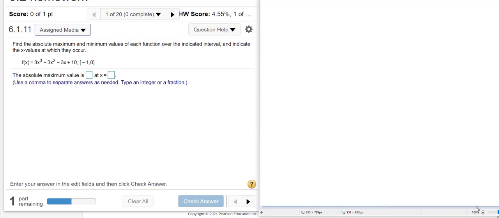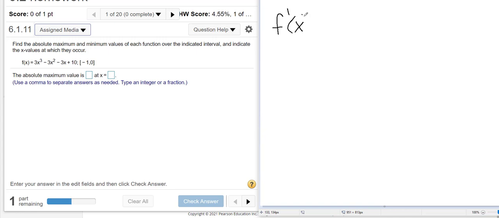I'm not going to do all of them because it's pretty repetitive, and there are several different types for you to do and practice. But basically, you're just going to take the derivative, set it equal to 0, find those values, check if they are in the interval that you're given, as well as the endpoints, and then you'll know if you have absolute extrema or not.